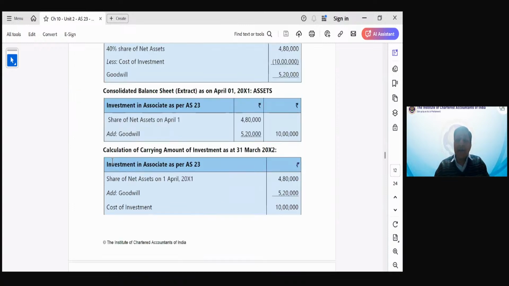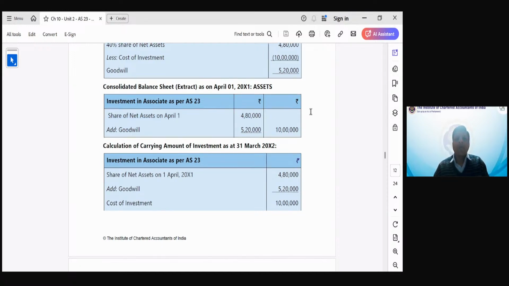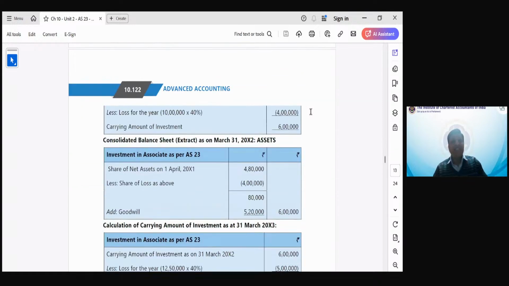In the consolidated balance sheet, as at the date of acquisition, there were 2 items. Yes or no? Share of net assets and goodwill. Sum total of which was 10 lakhs. Correct? Now, whenever you have this net assets addition or deletion, where do you adjust this first? To the net assets share.